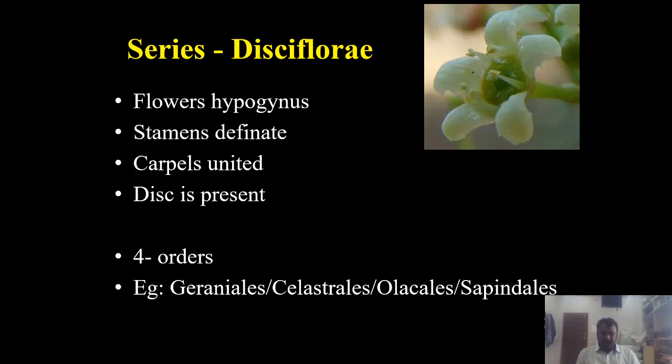Then series 2 of subclass Polypetalae, that is Disciflorae. The flowers are hypogynous, stamens in definite number, carpels are united in nature, and here the disc is present. Now we are seeing here this part is a disc. 4 orders were recognized: Ranales, Celastales, Volacales, and Sapindales.